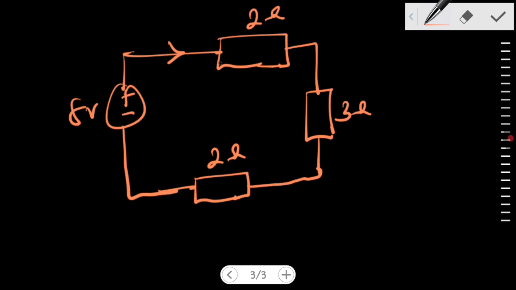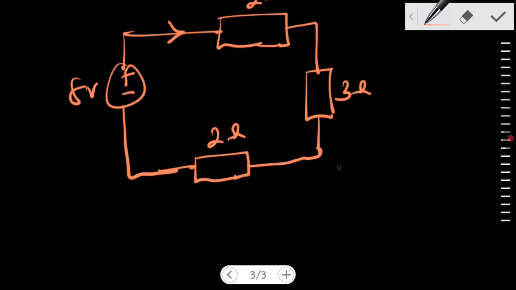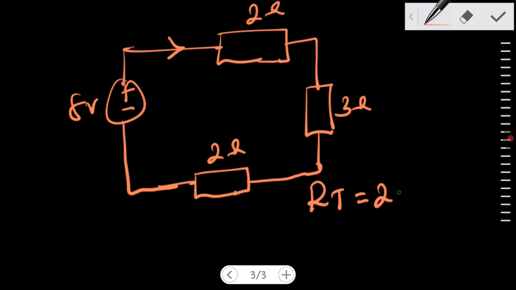If you look at the arrangement of the resistors, 2, 3, and 2, they're in series because there is no point where current is divided. And therefore, for total resistance, since we are in series connection, total resistance should be equal to 2 plus 3 plus 2, which gives us 7 ohms.